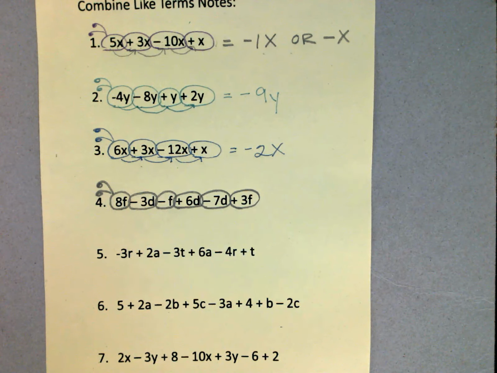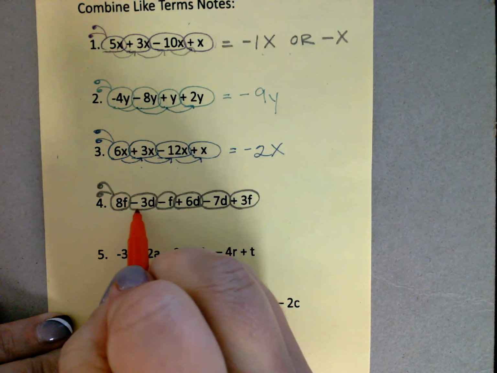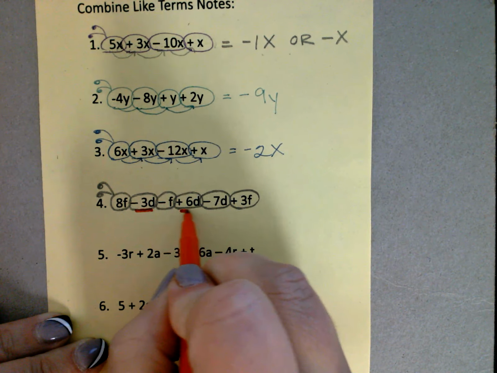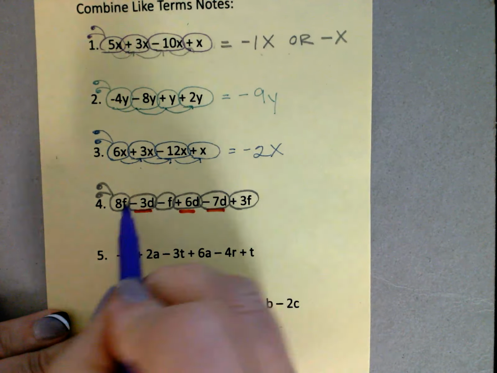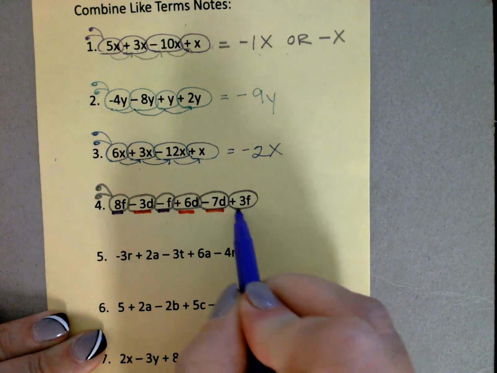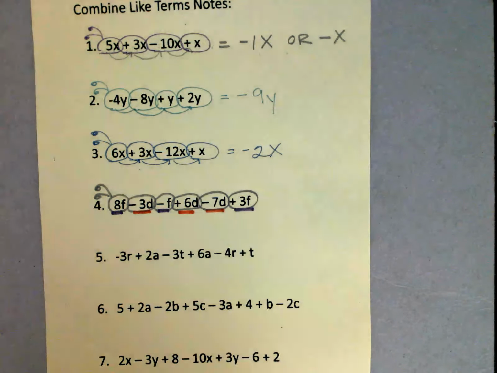Something I noticed with this, now we have different letters. I like to go in alphabetical order. It doesn't really matter. I can only combine letters that are identical. So when I look at this, I see that I have D's, and then I can see that I have some F's. Well, I can only mix the D's together, and then I can only mix the F's together.